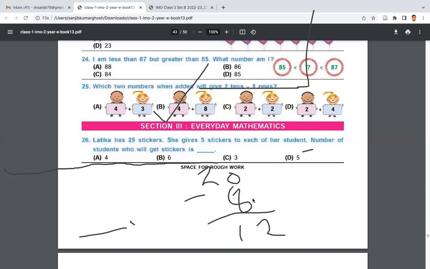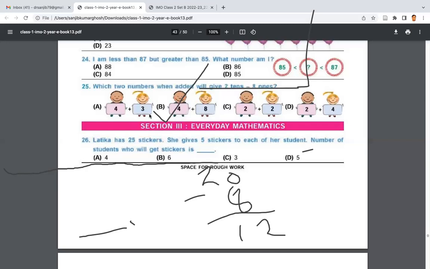25. You already told me 20 minus 8 is equal to 12. So 4 plus 3 is equal to how much? Option A will be equal to? 6. No, 4 plus 3 will be equal to?